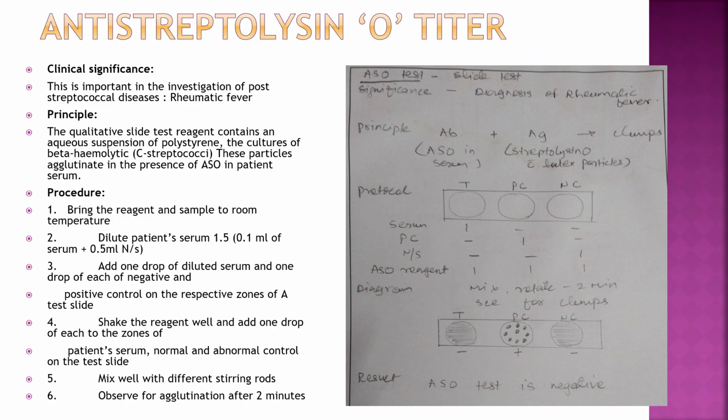Antistreptolysin O titer, the ASO test, is done for the investigation of rheumatic fever. It is a post-streptococcal disease in which the antistreptolysin O titer is raised, and the procedure is the same as RA and CRP. Take three circles, test, positive control, negative control, add serum, positive control and negative control, add reagent, mix, wait for 2 minutes and look for clumps.